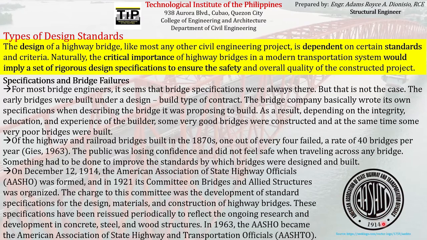As you can see on their logo, they were founded way back in 1914. Before, the name of the organization was American Association of State Highway Officials, or AASHO. But later on, in 1963, the organization's name was changed to AASHTO. The word transportation was incorporated to emphasize that the organization is not only the governing organization for the specifications for highway and bridge construction and design, but also includes the design and construction of all modes of transportation.